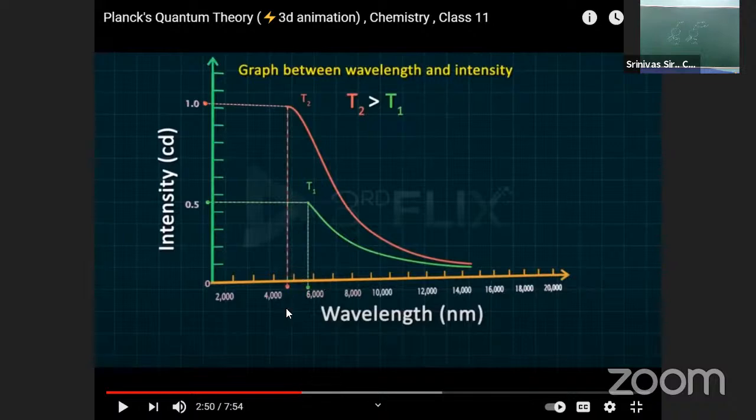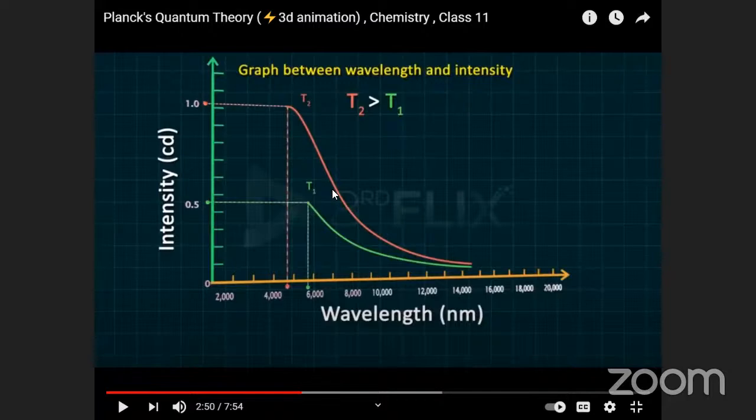And at this 6,000 nanometers, the same radiation at temperature T1 shows intensity 0.5, whereas on the red curve it shows pretty much higher than 0.8. Understand? Therefore, the same electromagnetic radiation within a range of wavelengths, maybe from 2000 nanometers to 14,000 nanometers, same light, but their intensities are changing as a function of temperature. If temperature is changed, intensity values are also changing for the same electromagnetic radiation. Understand?